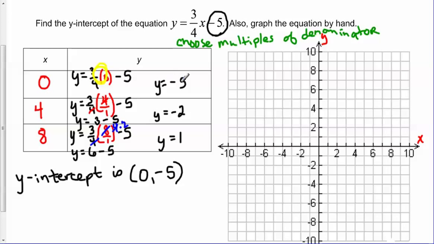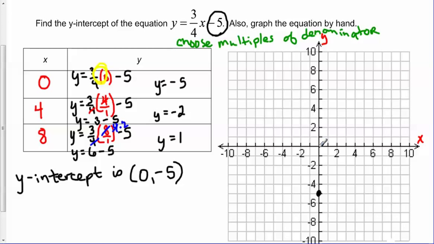So here are 3 solutions to the equation. That's going to give me 3 points on my graph. So let's go ahead and plot those points. (0, -5), we said, was the y-intercept. So from the origin, I go 0 in the x direction and -5 in the y direction. So that puts me down here.